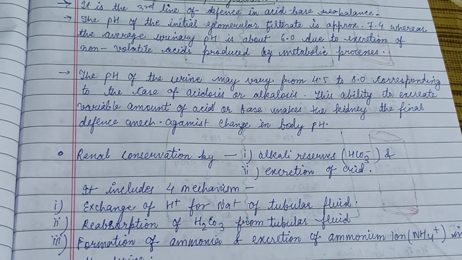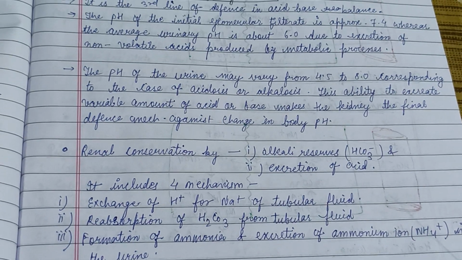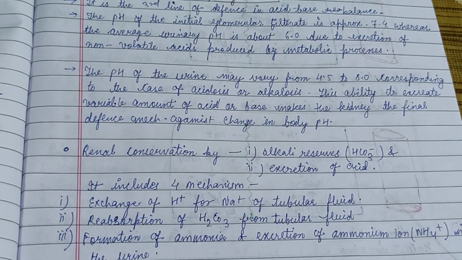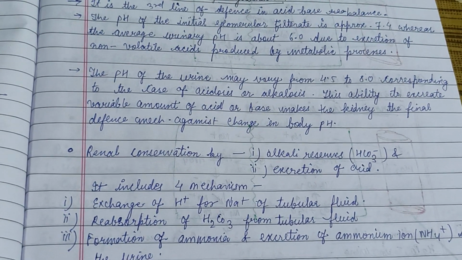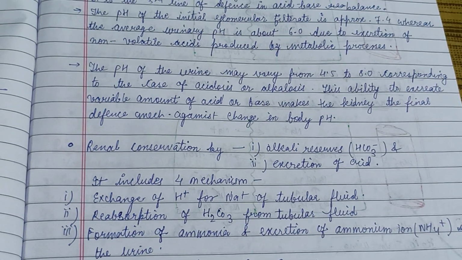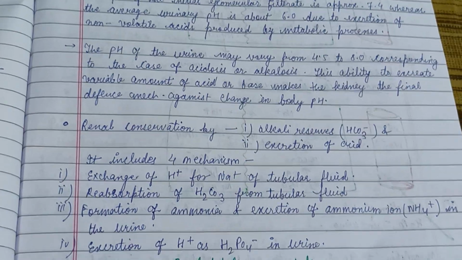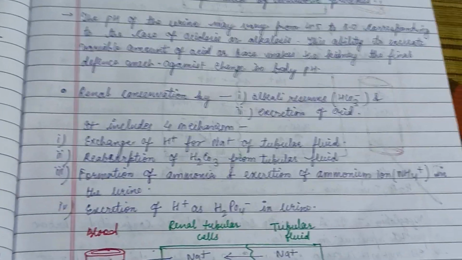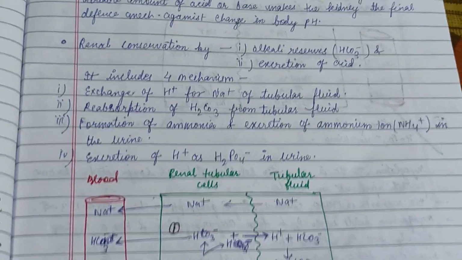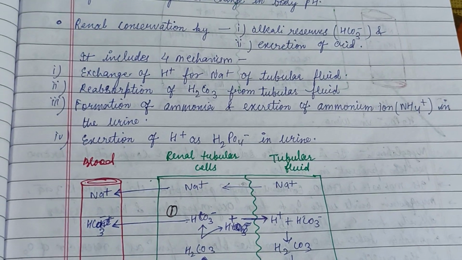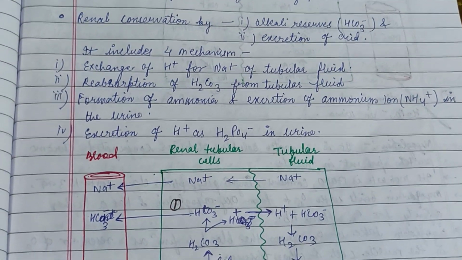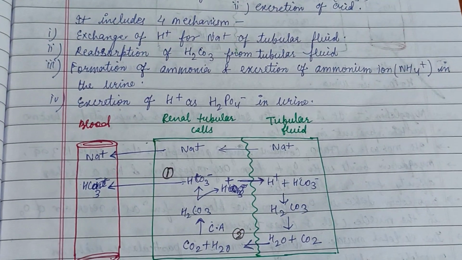The pH of the initial glomerular filtrate is approximately 7.4, whereas the average urinary pH is about 6.0 due to the excretion of non-volatile acid produced by metabolic processes. Renal conservation of the alkali reserve, HCO3 minus, and the excretion of acid include four mechanisms.